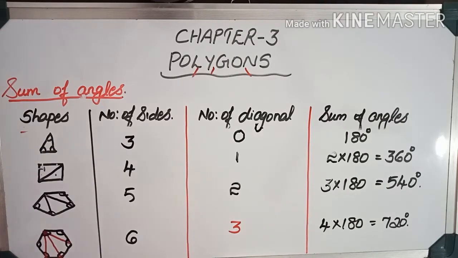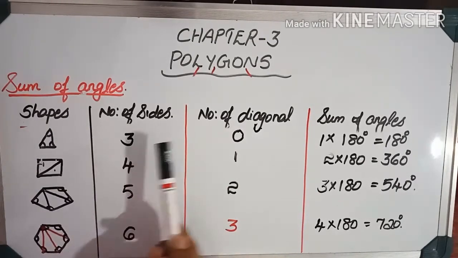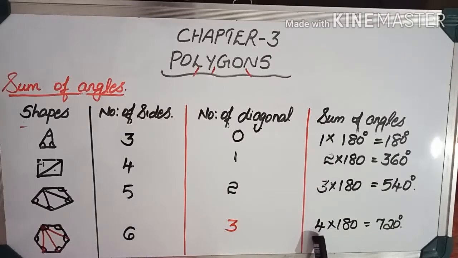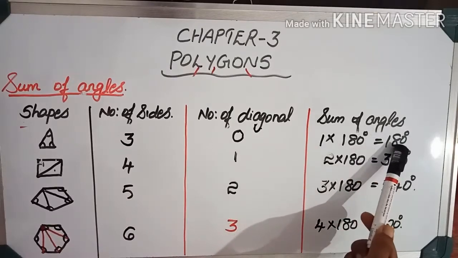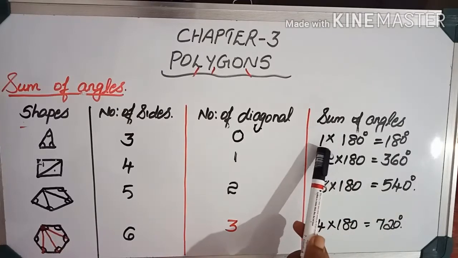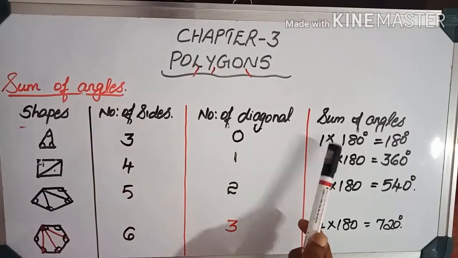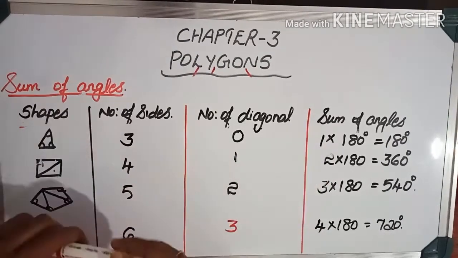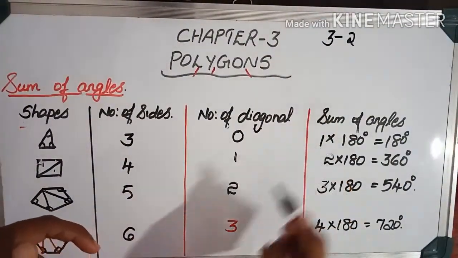So for all the shapes we can find the sum of the inner angles. For that there is one equation. When you check these figures, you can see some similarities between the number of sides and the number of triangles. For example, the first one, the number of sides is 3, and the sum of angles is 180 degrees, which is 1 into 180. How does this 1 come? Here 3, here 1. 3 minus 2 is 1, isn't it? We can write it as 3 minus 2.